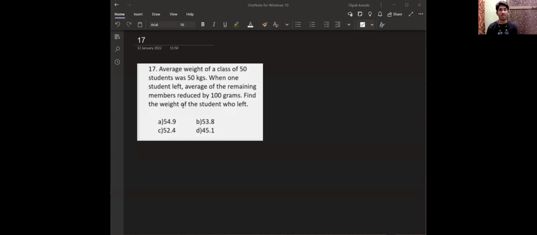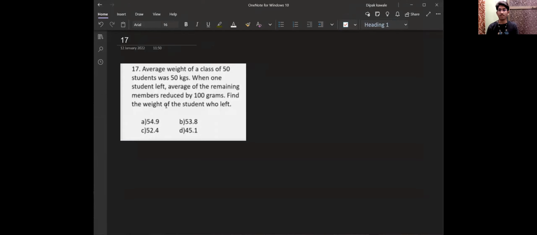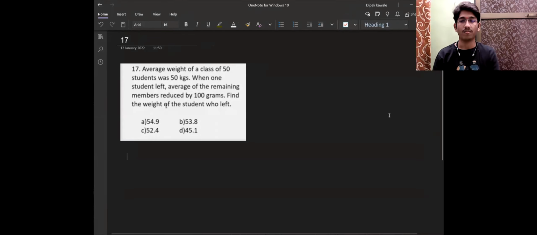आज के इस लेक्चर में हम और थोड़ी प्रॉब्लम देखेंगे एवरेजेस के ऊपर। Okay, so average weight of a class of 50 students was 50 kgs. Okay, so student, what you need to do first is collect the data. As soon as you read this first line, which is saying that average weight of a class of 50 students was 50 kgs.